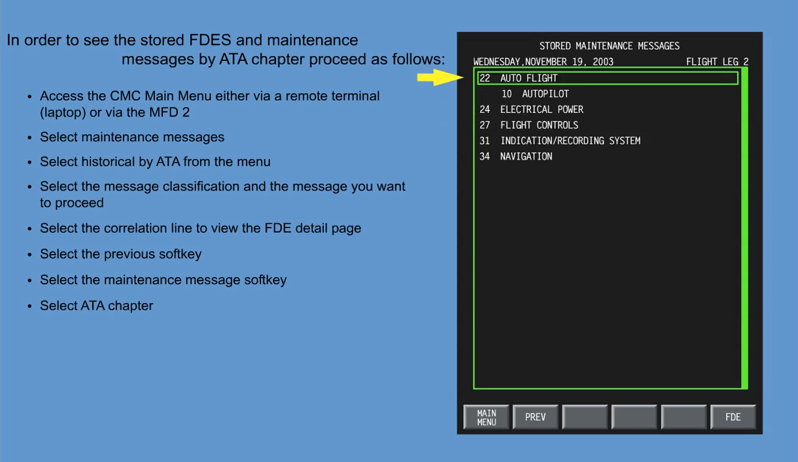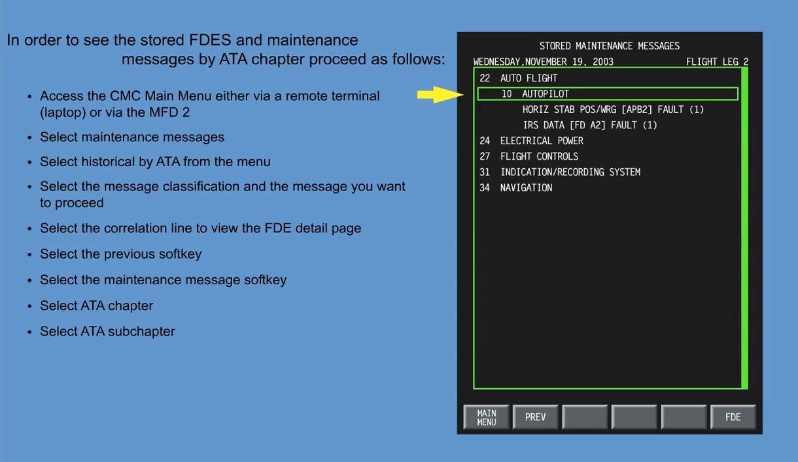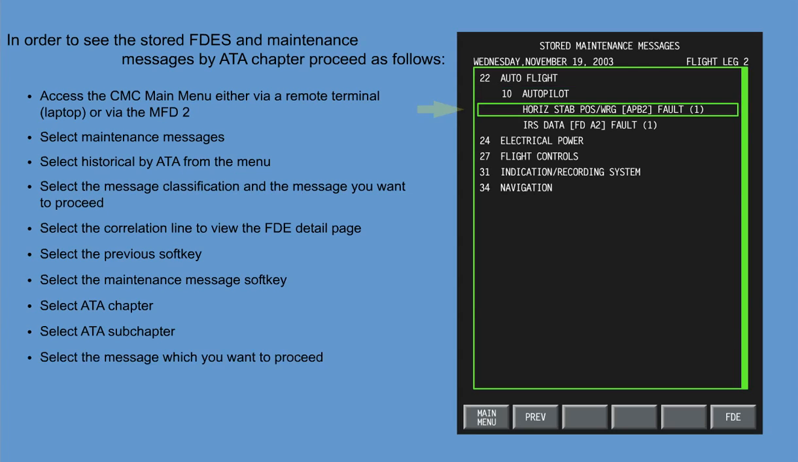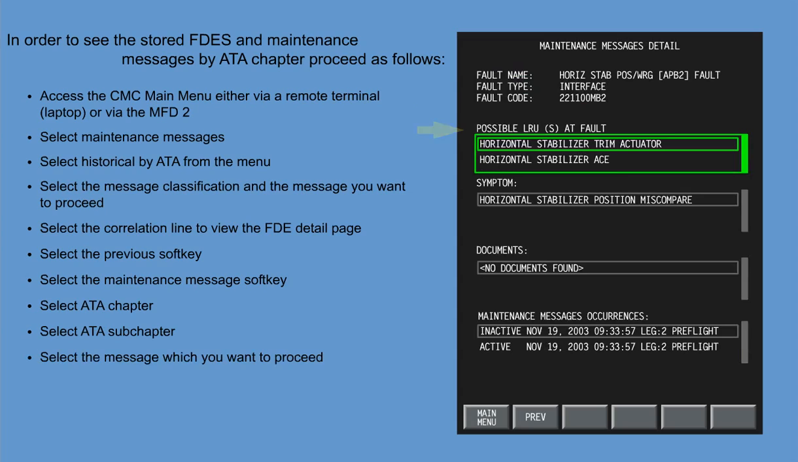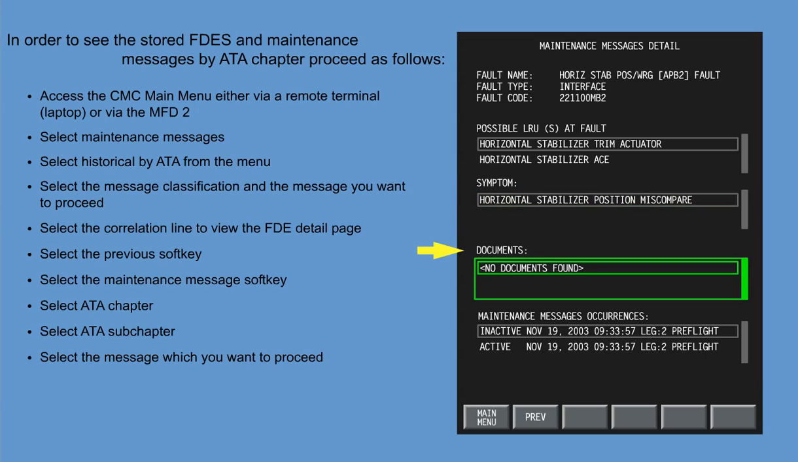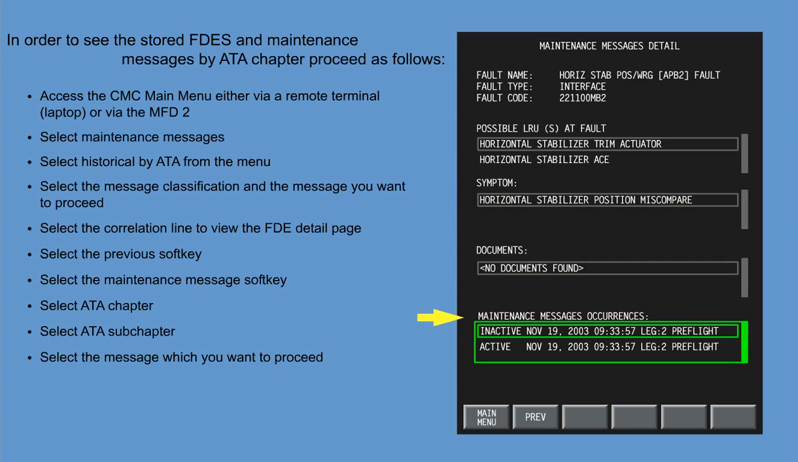Select ATA chapter and then select ATA subchapter. Select the message you want to view the message details, possible LRUs at fault, the symptoms, or the associated documents. The message status, date, time, and a current stage will also be shown.